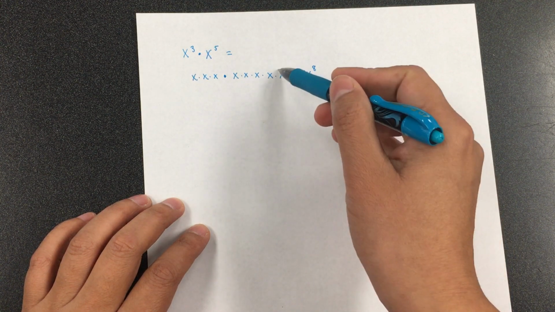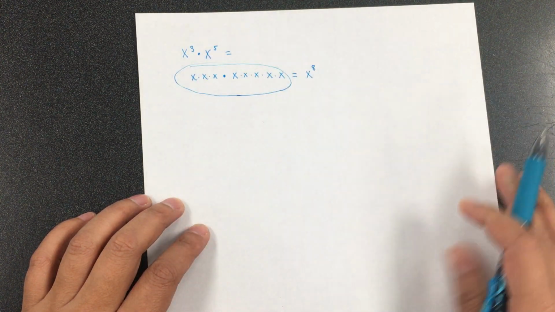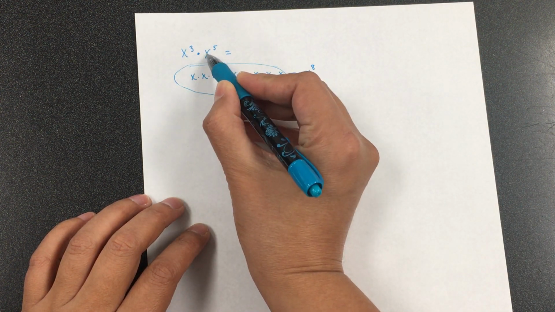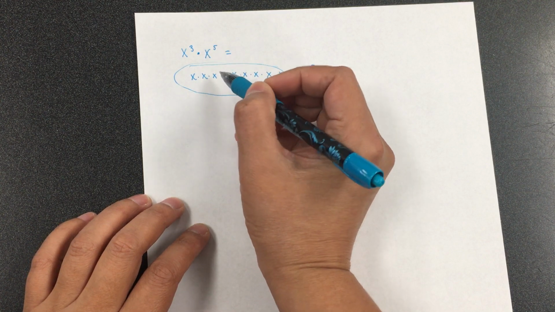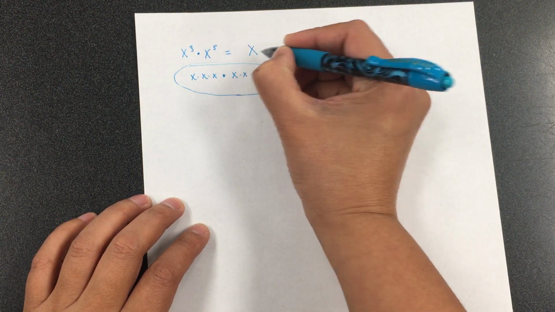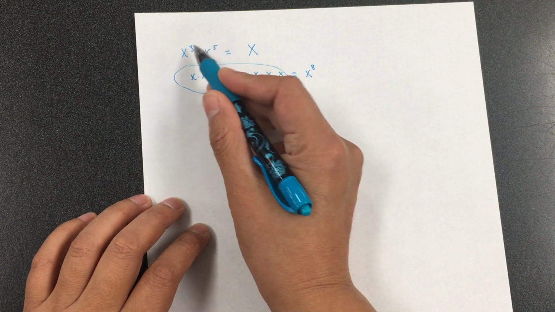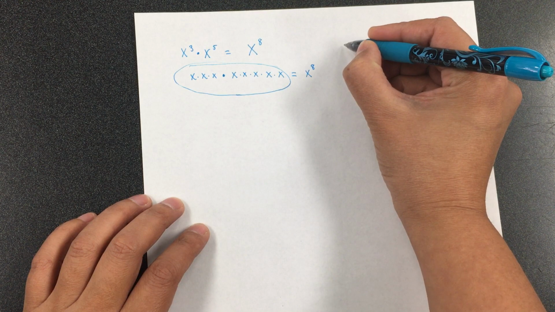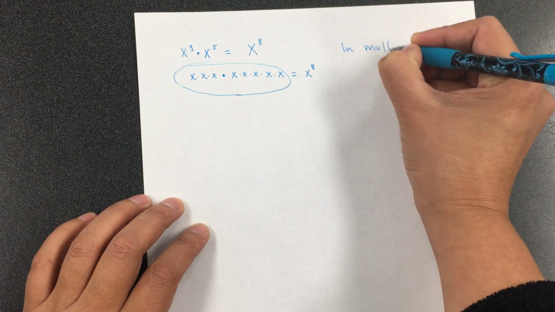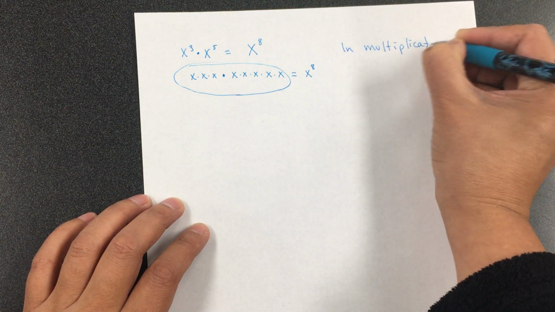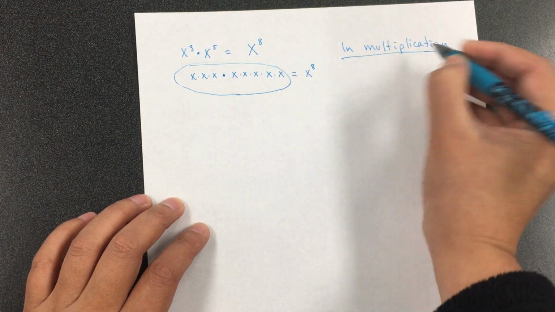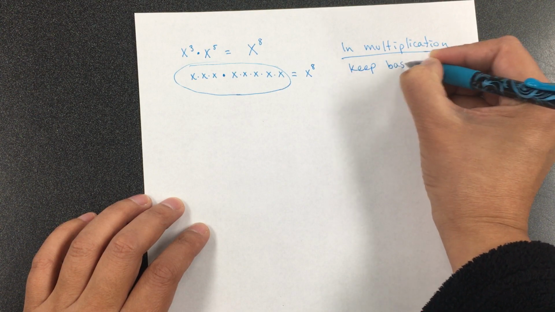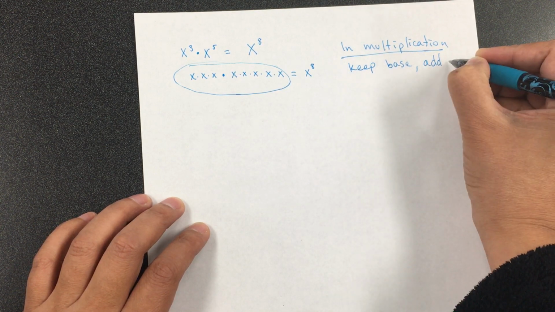So instead of doing all this work, mathematicians noticed that when you're multiplying the same base to some exponent, all you have to do is keep the base that is common and add the exponent. So 3 plus 5 equals 8. So in multiplication, we keep the base, add the exponent.